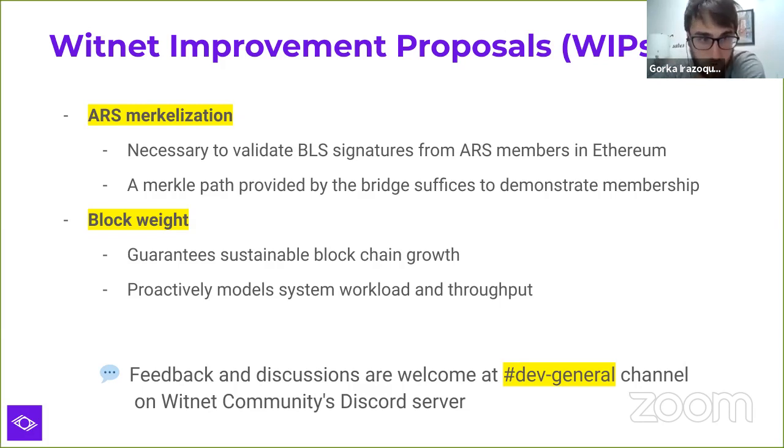The other proposal that we've been working on is weighting blocks and transactions. One of our concerns was that the Witnet chain can grow at the moment unlimitedly, because there's no weight, no maximum block size, etc. So what we wanted to guarantee is a sustainable blockchain growth. And for that, we also model transaction sets in such a way that we can anticipate the computational effort and storage that they will create in the system. As always, you have these two Witnet improvement proposals in the Witnet improvement proposals repository, and if you have any feedback, you're always welcome to provide it.